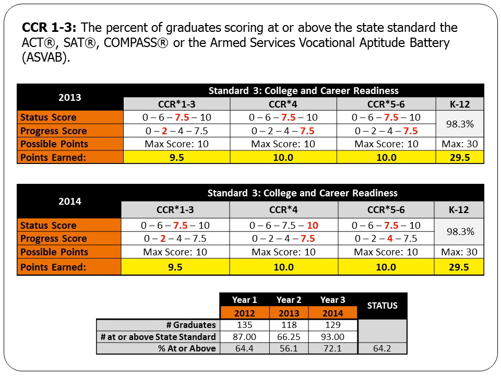You look at 2013 and 2014, we had equal scores of 7.5 points per status out of 10, and we received 2 progress points. The same occurred, earning a total of 9.5 in both 13 and 14. At the bottom, you can see that our 2012, 13, and 14 percent at or above scoring the state standard shows us going from 64% to 72.